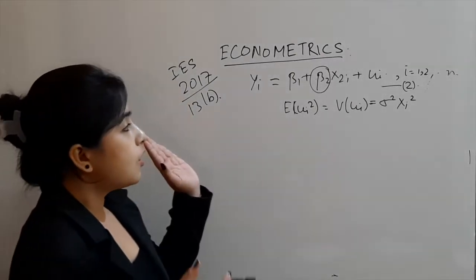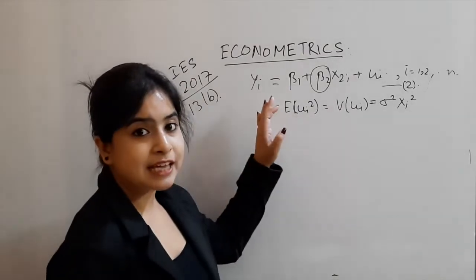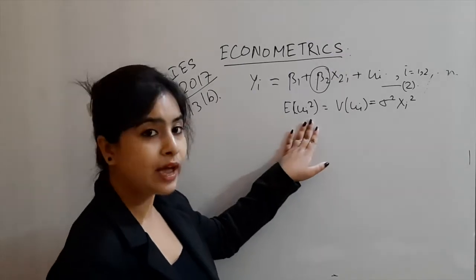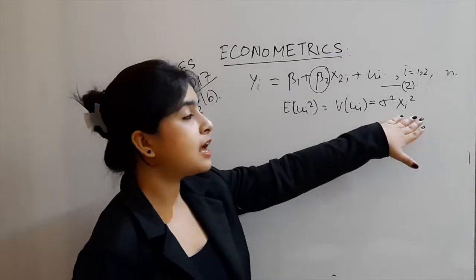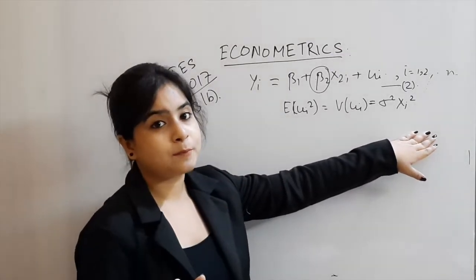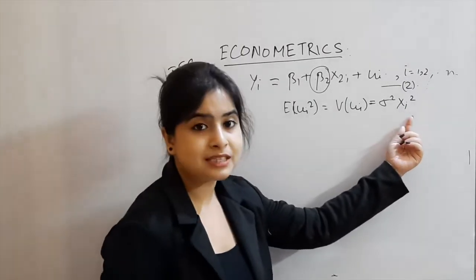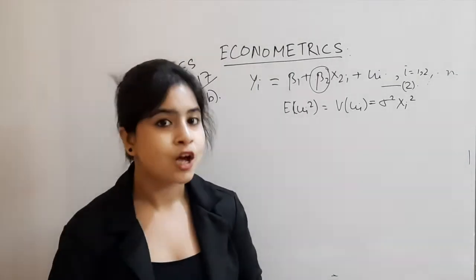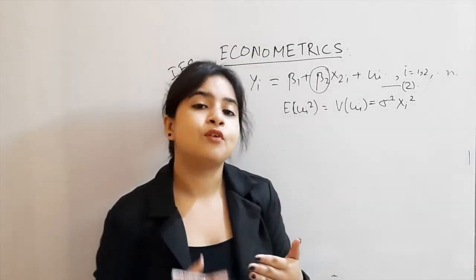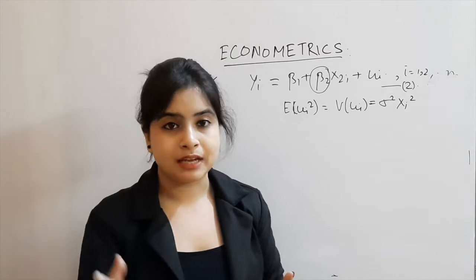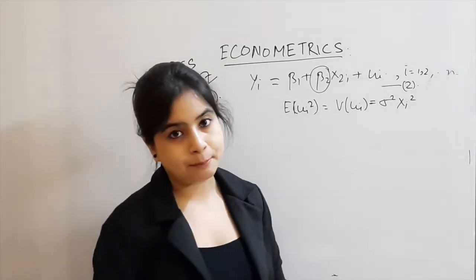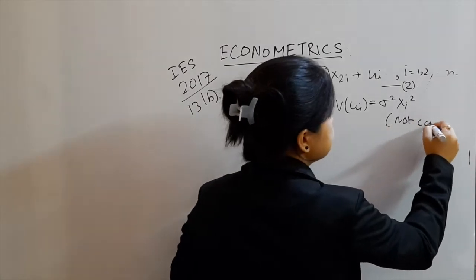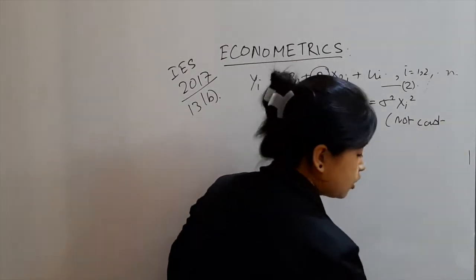Now, we have to look at this extra information that they have provided us with. That is, the expectation of ui square is equal to sigma square into xi square. So this xi term is attached to it. This implies that this variance is not constant. It is changing for every single different sample. So here we can write that this is not constant.